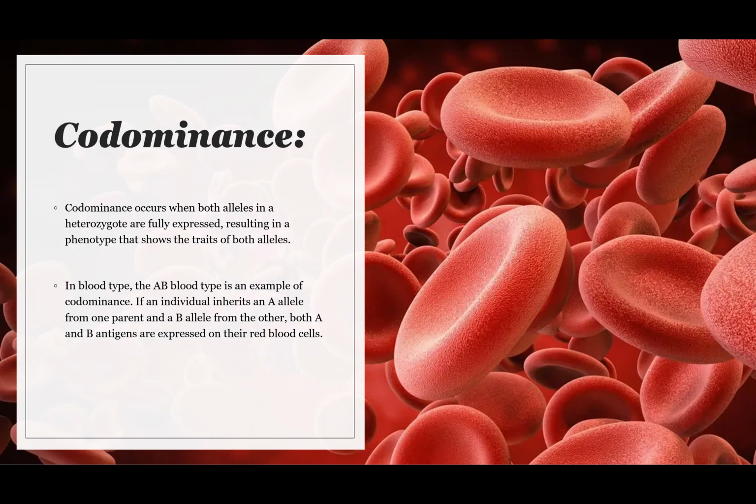Codominance. Codominance occurs when both alleles in the heterozygote are fully expressed, resulting in a phenotype that shows traits of both alleles. For example, the AB blood type is an example of codominance. If an individual inherits an A allele from one parent and a B allele from the other, both A and B antigens are expressed on the red blood cells. Therefore, we have an AB blood type because both are expressed equally. That is codominance. If there are any questions, remember to stop me because I'll answer any questions.